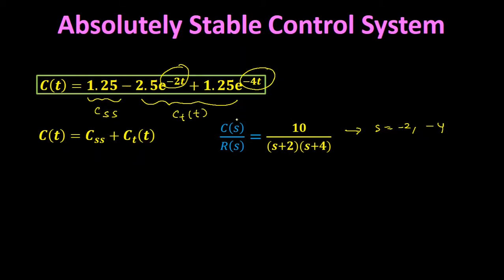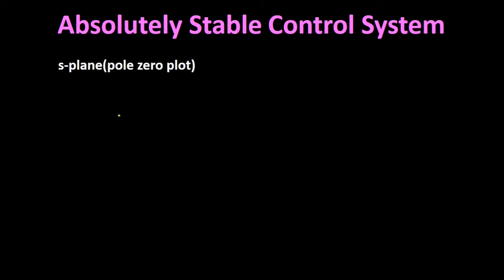Now in this equation, if t tends to infinity, this transient response C_t becomes 0. Therefore the output response C(t) will be equal to the steady state response, which is equal to 1.25. Therefore as t tends to infinity, the system is reaching its steady state. This type of system is an absolutely stable control system. Now let us take some examples to understand the absolutely stable control system more clearly.